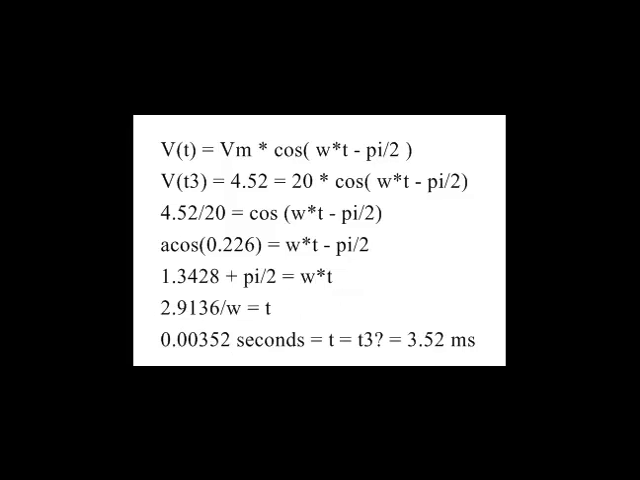Divide both sides of the equation by 20. Take the arc cosine of both sides, add pi over 2, divide by omega, and there's 3.52 milliseconds. What's wrong with 3.52 milliseconds? 3.52 milliseconds is an answer, but it's not T3.